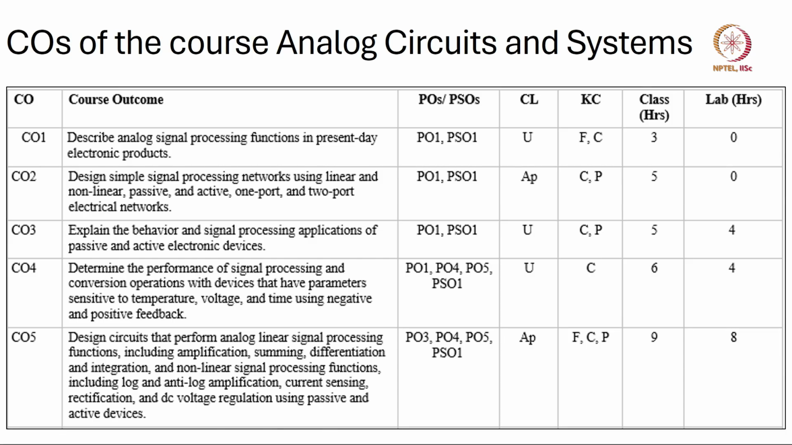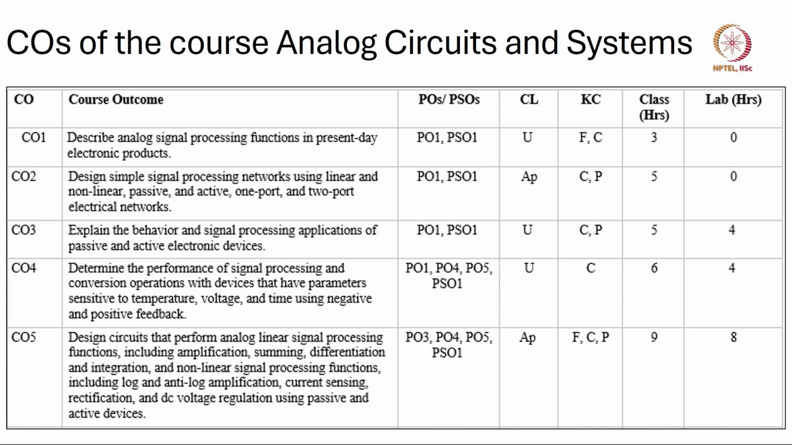How will this structure help us? Probably this structure will help us in deciding the weightage of assessment for each of these course outcomes. For example, CO1, the class hour is 3. On the other hand, as far as course outcome 5 is concerned, 9 classes are devoted for CO5. So since the number of classes is more in CO5 as compared to CO1, probably we will have more number of questions from CO5 in our question paper. So this kind of a structure is very helpful.